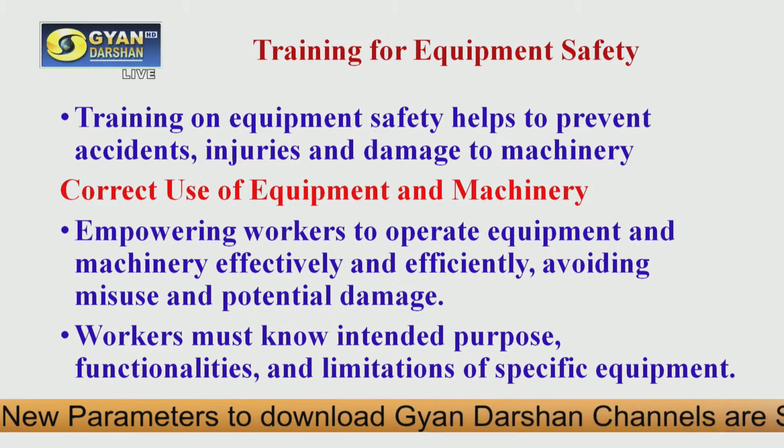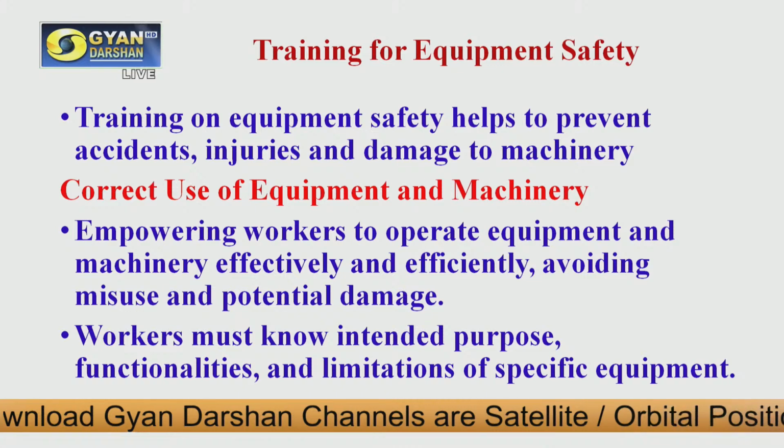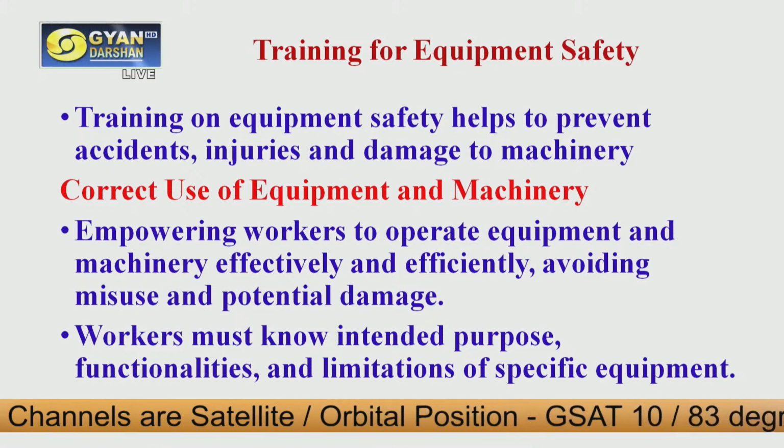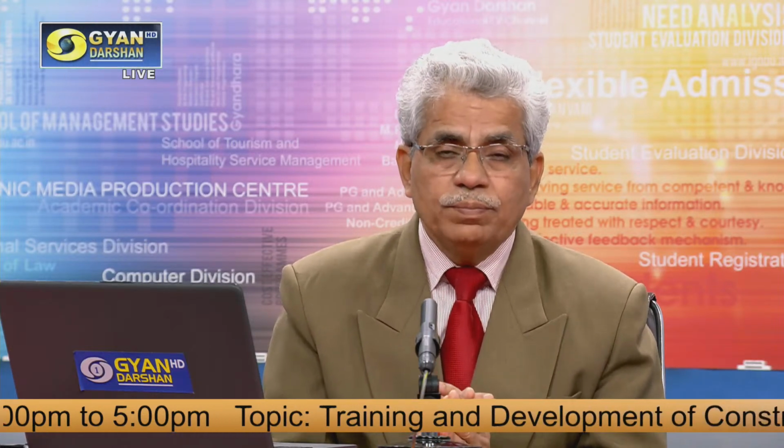As I was telling you, the worker should know which equipment should be used for a particular work. So they should know the intended purpose of a particular tool or machinery or equipment. If some work is to be done by equipment X, then equipment X should be used, not Y and Z. Because if you are using any tool or equipment which is not meant for that purpose, then there are chances of some accident. So they should be told the intended purpose of the tool or equipment, where it should be used.